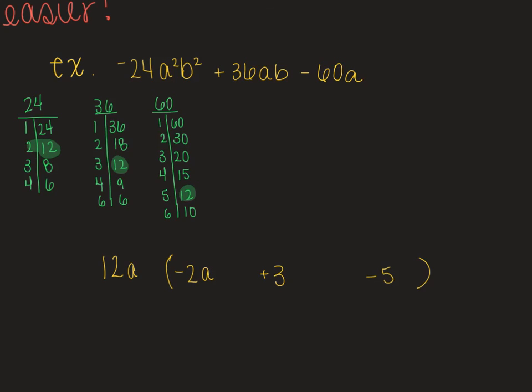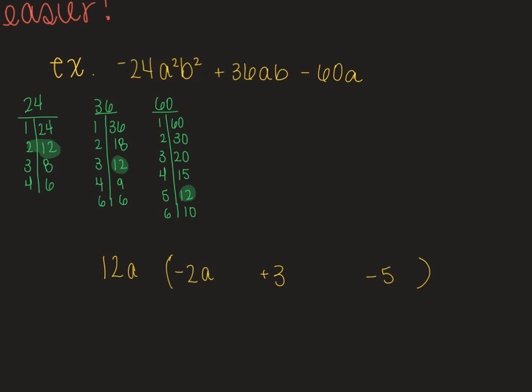And now we can look at our b values. With b's, remember every term has to have it. So we have 2 b's, 1 b, no b's. The fact that this term does not have any b's means that I cannot take them out of any of the terms. So 12a is our GCF.